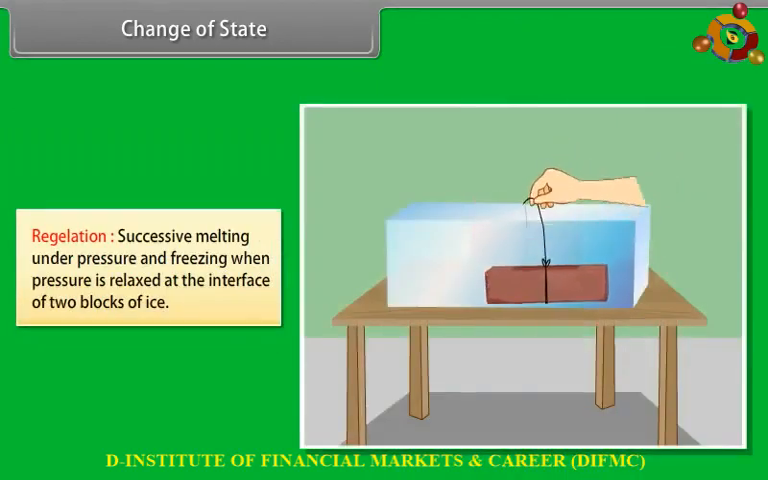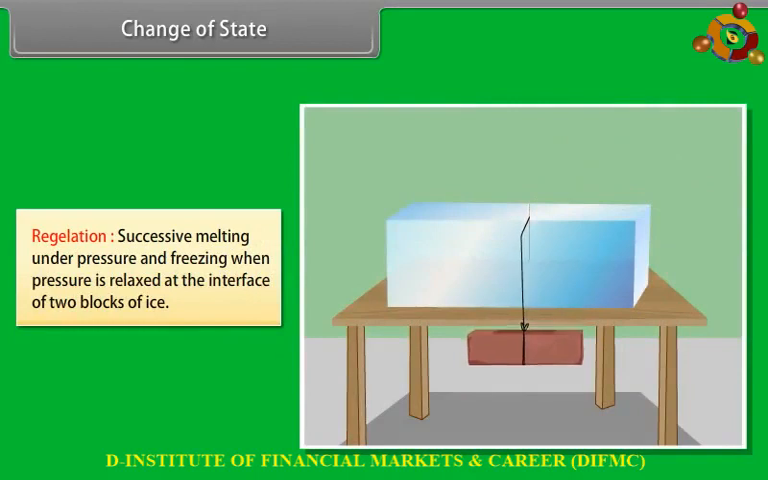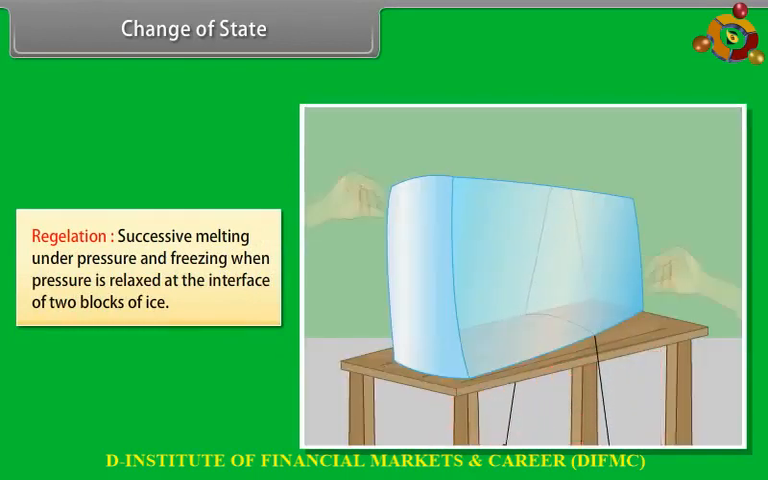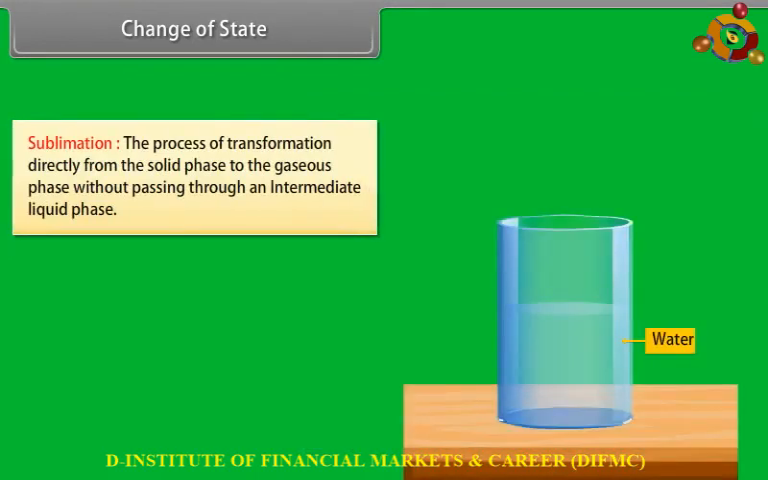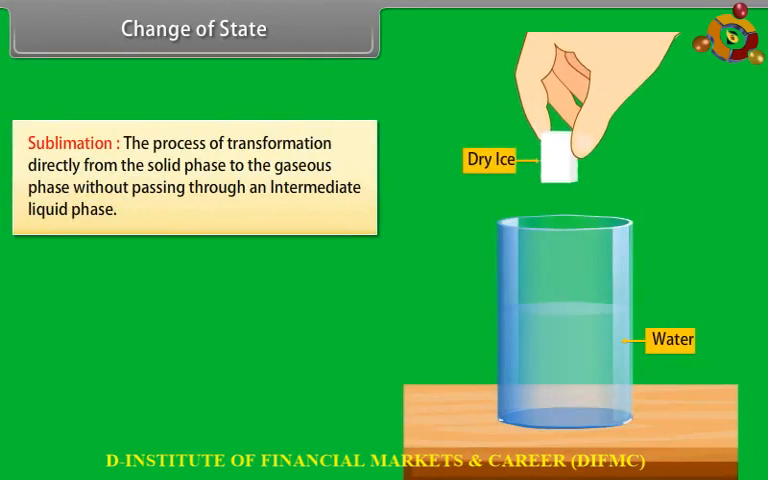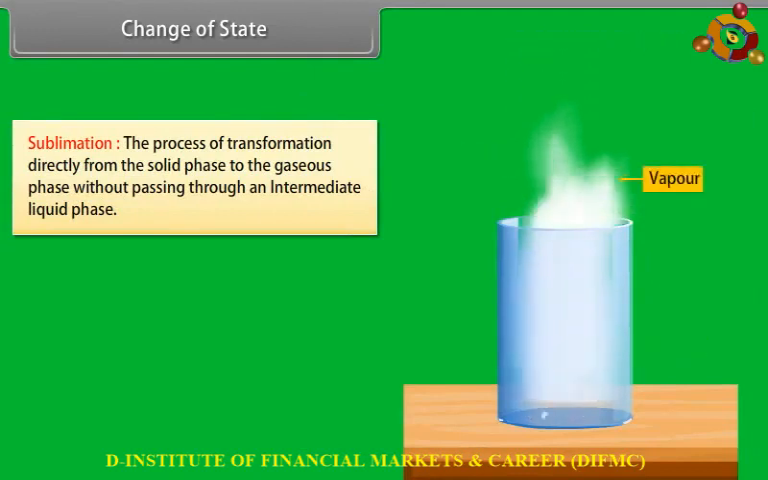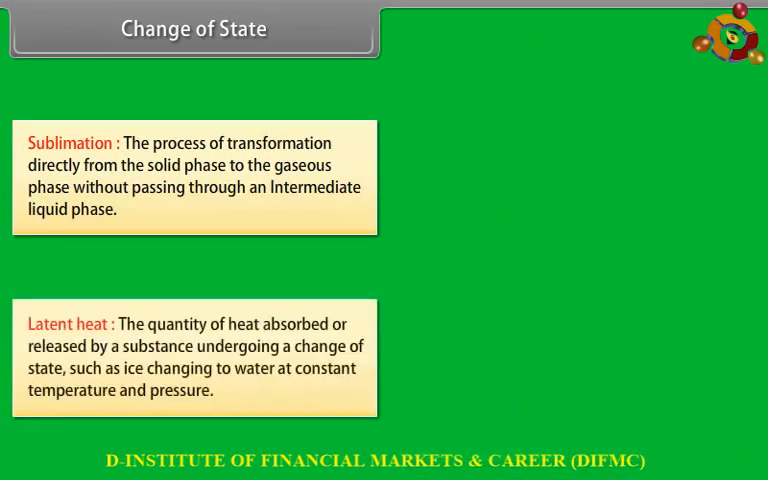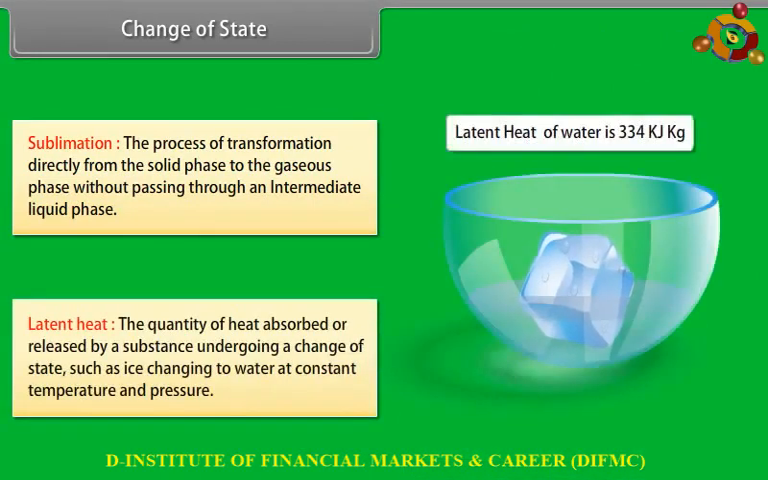Regelation. Successive melting under pressure and freezing when pressure is relaxed at the interface of 2 blocks of ice. Sublimation. The process of transformation directly from the solid phase to the gaseous phase without passing through an intermediate liquid phase. Latent heat. The quantity of heat absorbed or released by a substance undergoing a change of state, such as ice changing to water, at constant temperature and pressure.